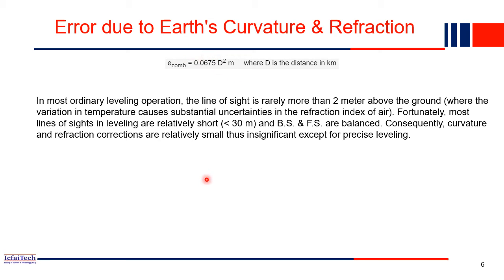So whatever the horizontal distance between the 2 points you are measuring, either 50 kilometers or 100 kilometers, based on that you can provide the value, and that will give you the actual error because of this natural cause, ECOM.